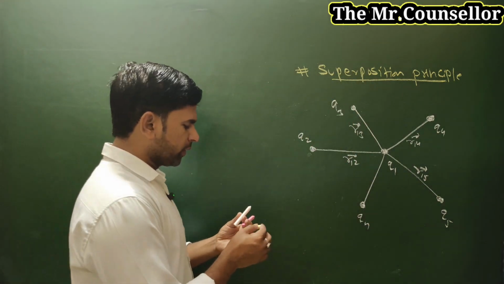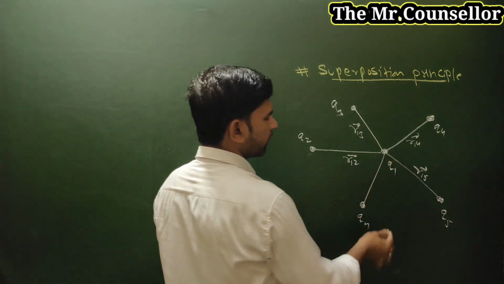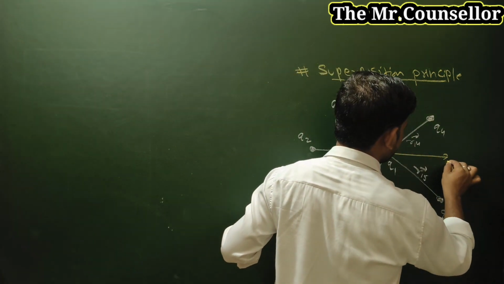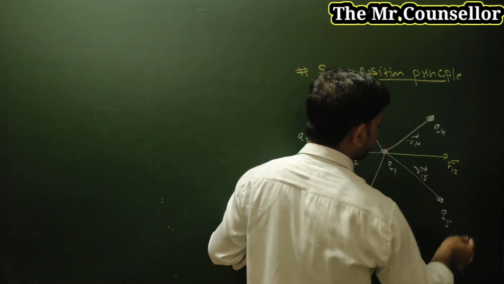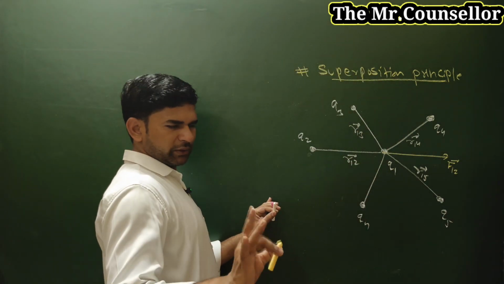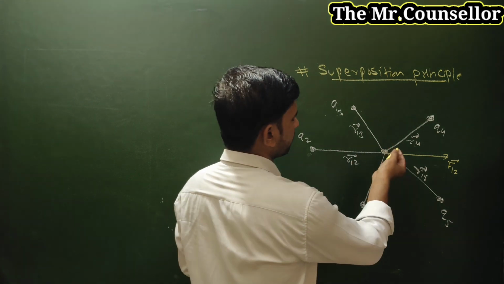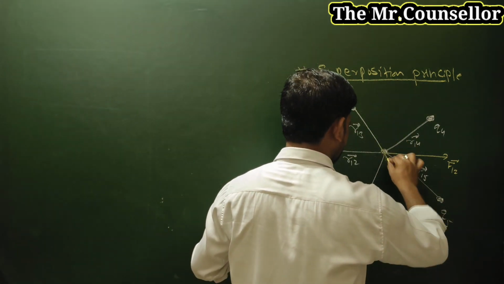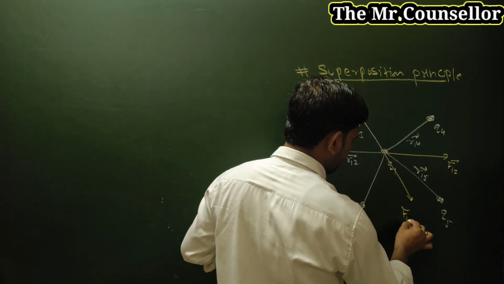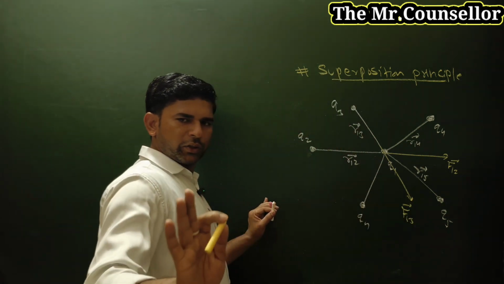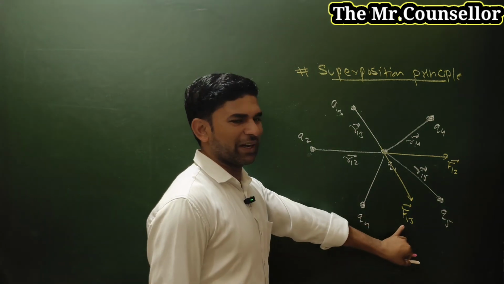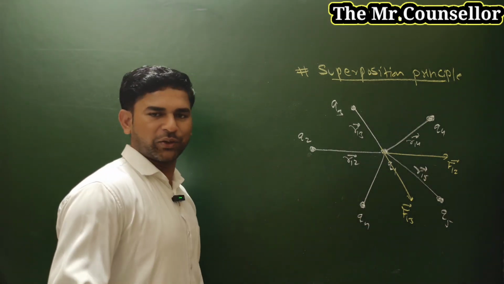So if we are going to find the force on q1 due to this charged particle, you know very well it will be on this side, vector f12 we can write. Is it okay or not? Similarly, we write the force on q1 due to this q3, we know very well it will be like this, vector f13. Is it okay or not?